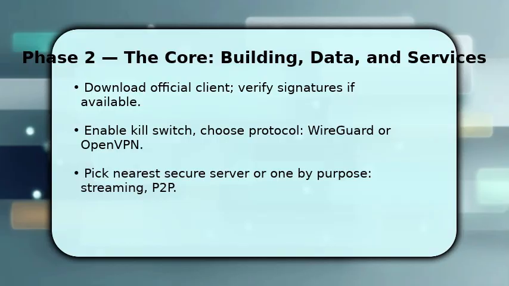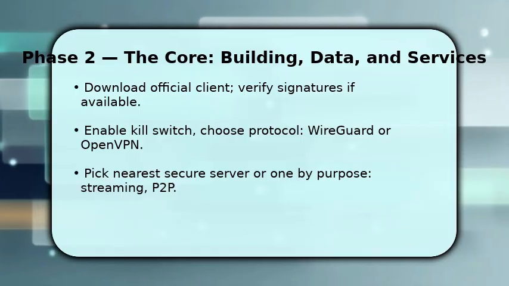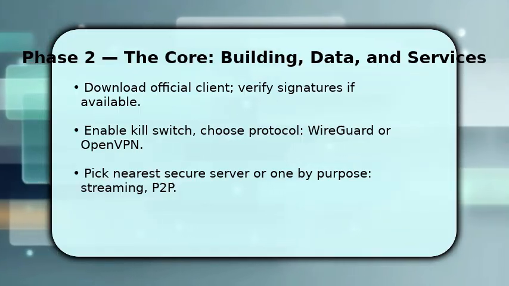You now install and configure the VPN client to control how traffic flows. After installing the official app, open Settings and enable the kill switch to prevent leaks if the VPN drops.